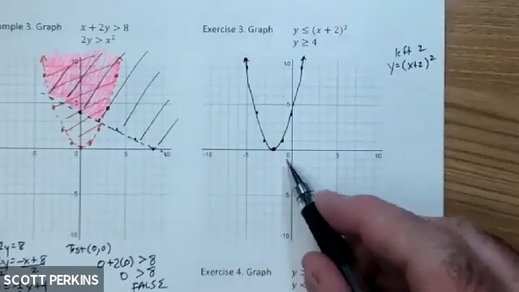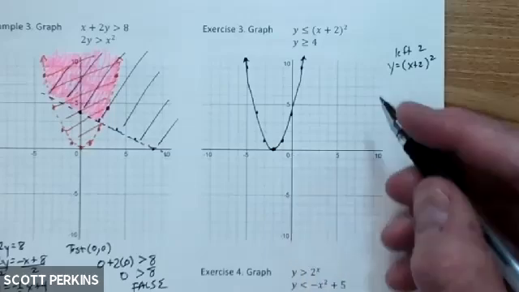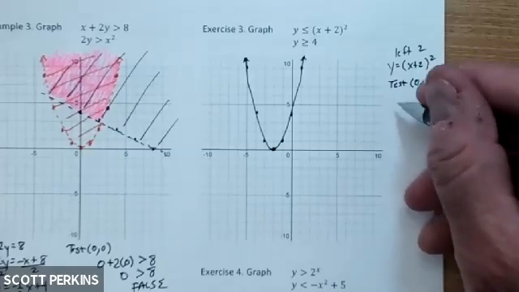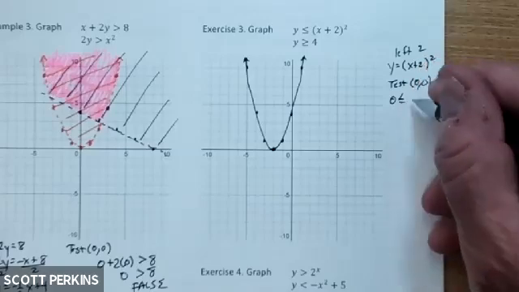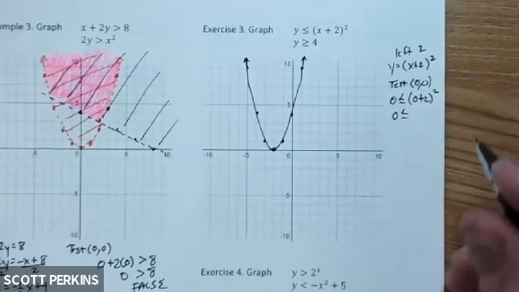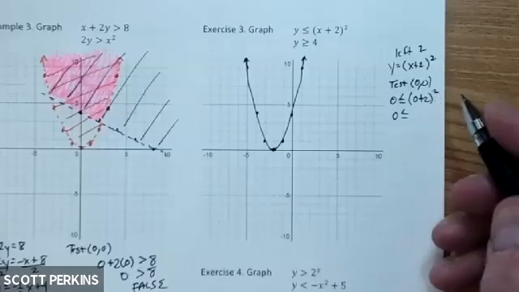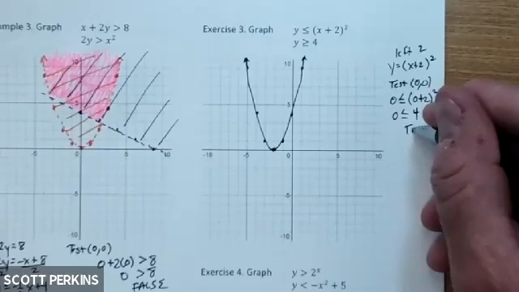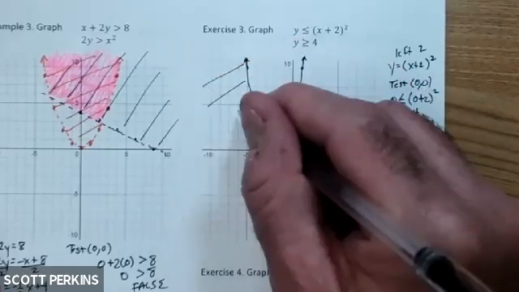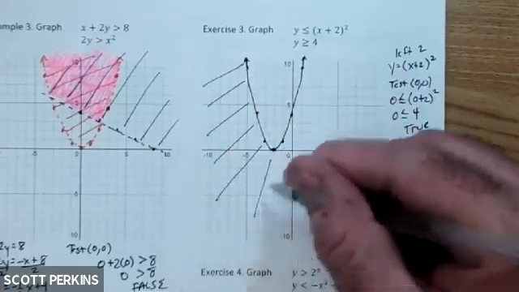I can test 0, 0. It is not on the boundary, so I'm going to do it. When I test 0, 0, I get 0 is less than or equal to (0 plus 2) squared. That is 0 is less than or equal to 0 plus 2 is 2, squared is 4. That is true. 0 is less than 4. So that means for the parabola, the shading is out here.